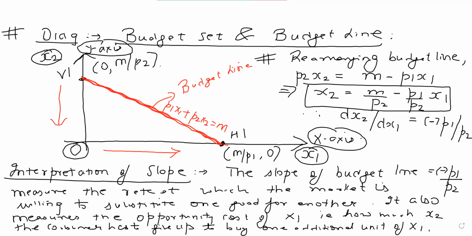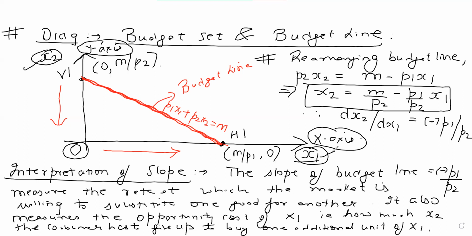So we can say that the slope of the budget line also measures the opportunity cost of X1. In very simple terms, the slope captures the rate at which the market is willing to substitute good 2 for good 1. That means if the consumer has to buy one more unit of X1, then given the market, how much X2 the consumer has to give up.